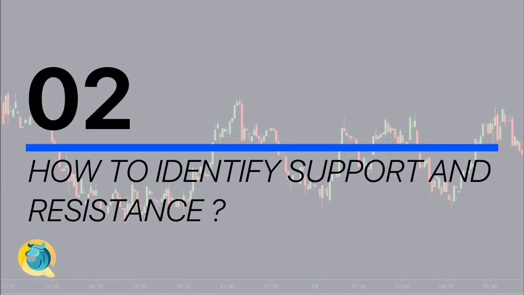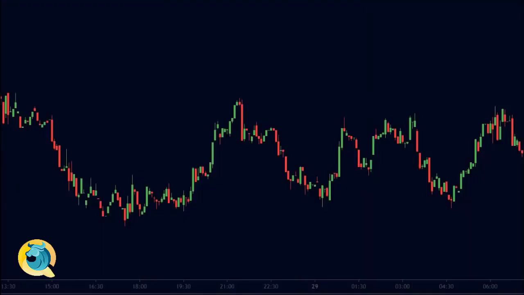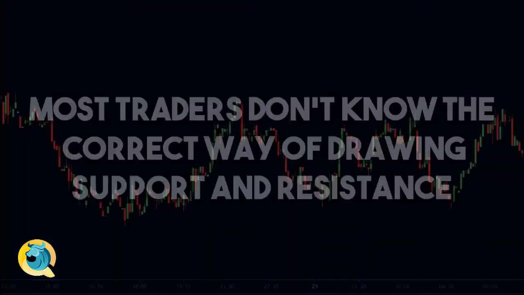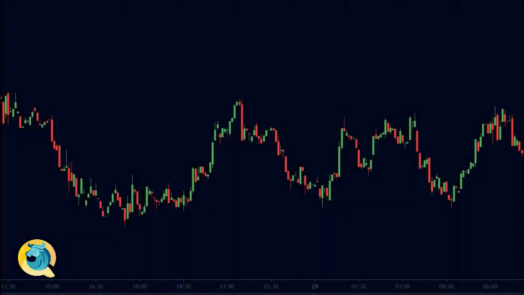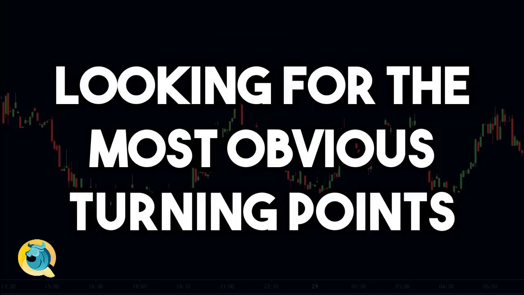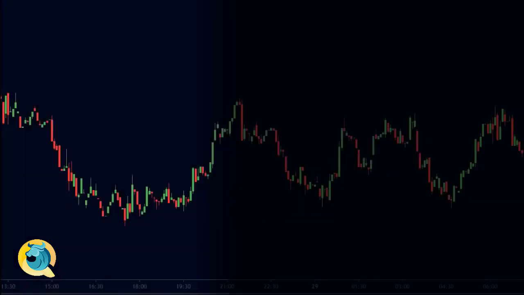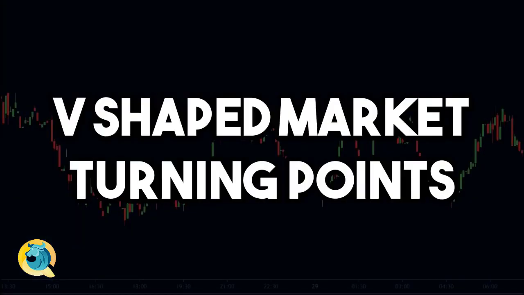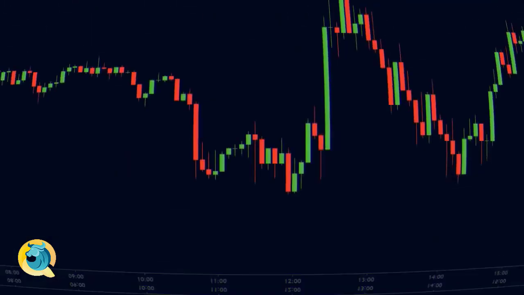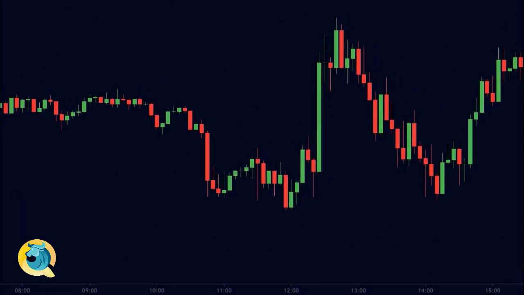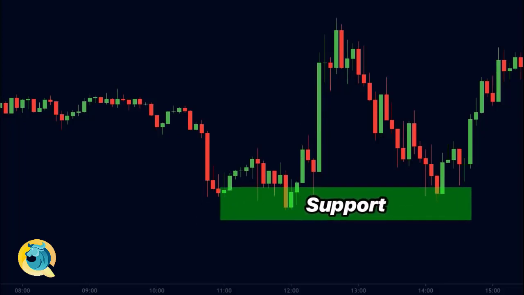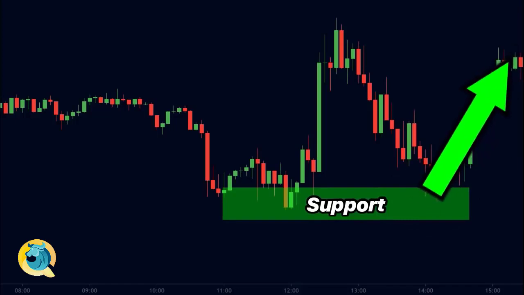How do you identify support and resistance levels? You would be surprised to know that most of the traders don't know the correct way of drawing support and resistance levels. The best way of identifying support and resistance levels is by looking for the most obvious turning points. That means we are looking for V-shaped market turning points. So on this chart, we see a V-shaped turning point in the market, and we plot a support level here. And as you can see, the price tested the same level, and the level gave support to the price.